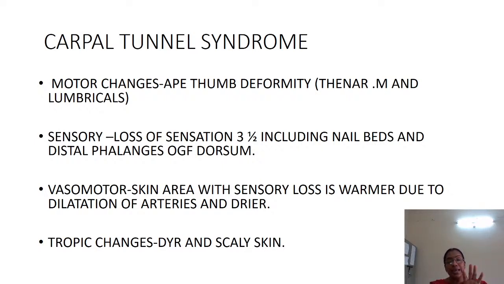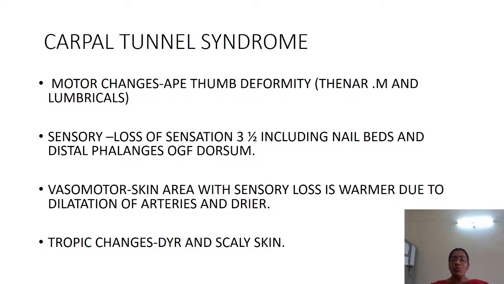Vasomotor is the skin area with the sensory loss. It is warmer due to the dilatation of the arteries, and it is also dry because of the dilatation of the arteries. That is one part. Trophic changes: yes, dry and scaly skin. Along the median nerve distribution, the 3.5 fingers along the cutaneous part, the skin is dry and scaly; that comes under trophic changes.